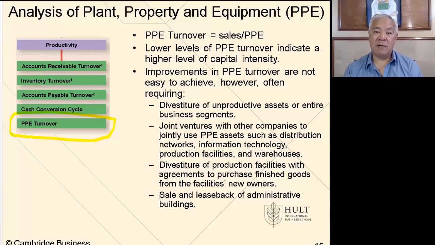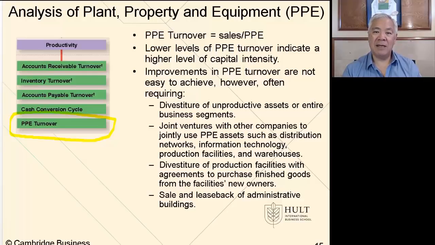And how do we improve it? Well, we can trim our denominator by getting rid of unproductive assets, or we could not manufacture it in-house, which means we don't need a factory. We can do this through partnerships with other people. And we could also do sale and leaseback. Sale and leaseback means we have assets that are worth a lot of money. We sell it to a financing source and we lease it back. This is a way to shift our economics.